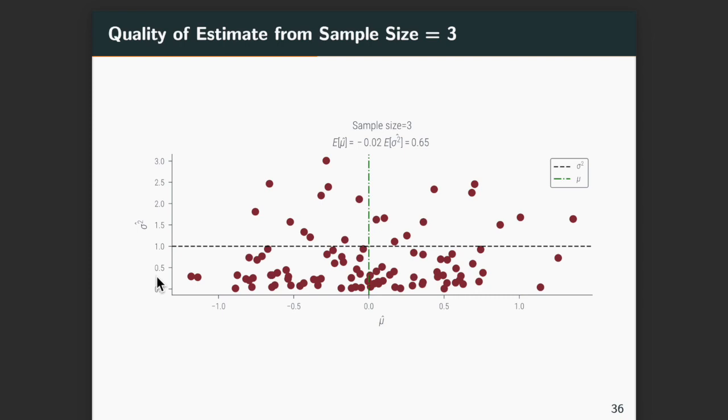We have 100 such data sets of sample size 3. For one such data set, mu hat is 0.0. For another such data set, it is -1. For another data set, it is 1.0. So if you were to consider larger sample sizes, again the mean would also be better estimated.